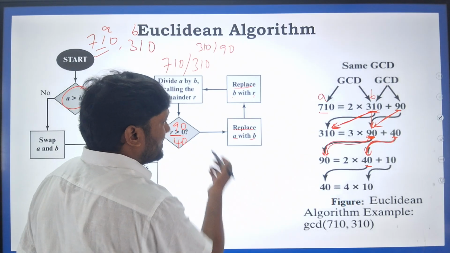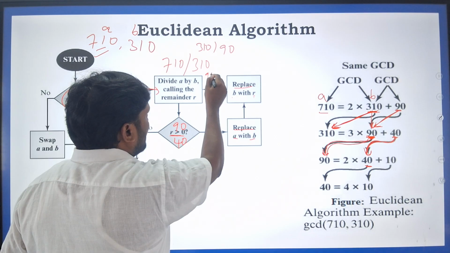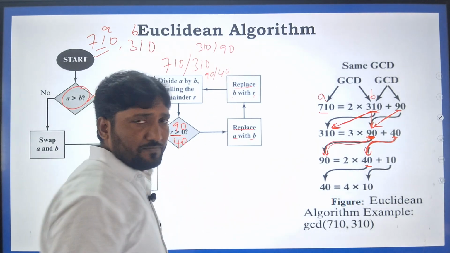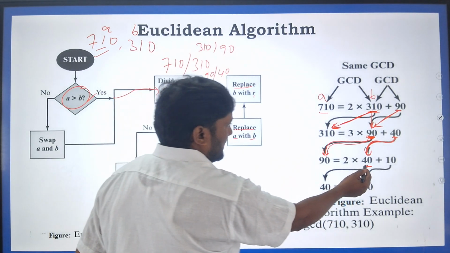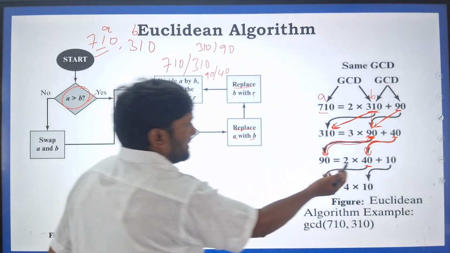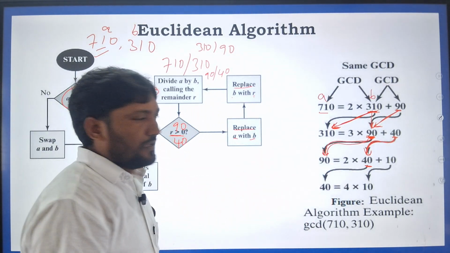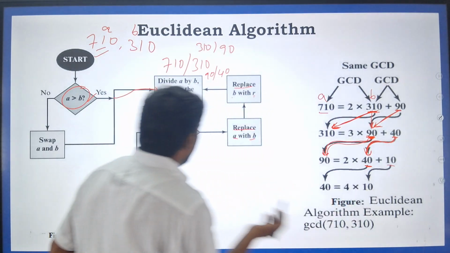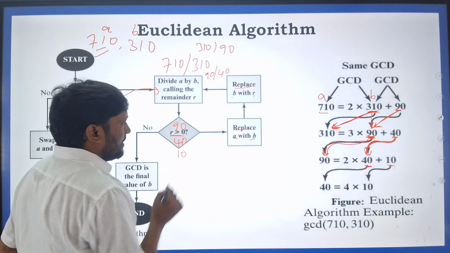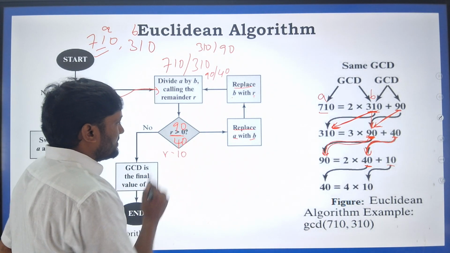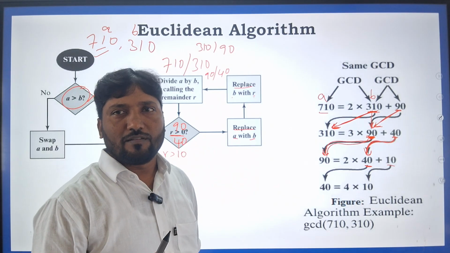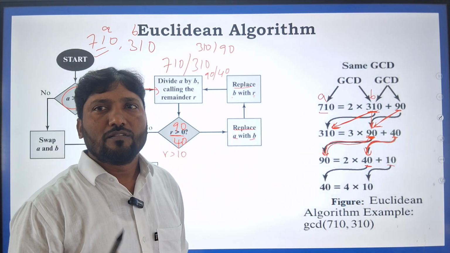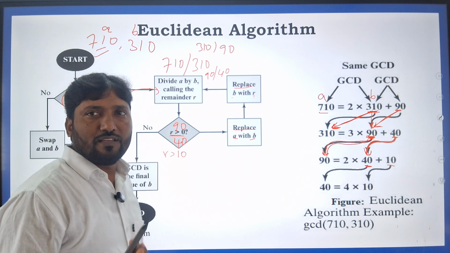What is the next one? That is 90 divided by 40. Again we are going to get 40 twos are 80. Now the remainder is 10. As we know, r is greater than 0.